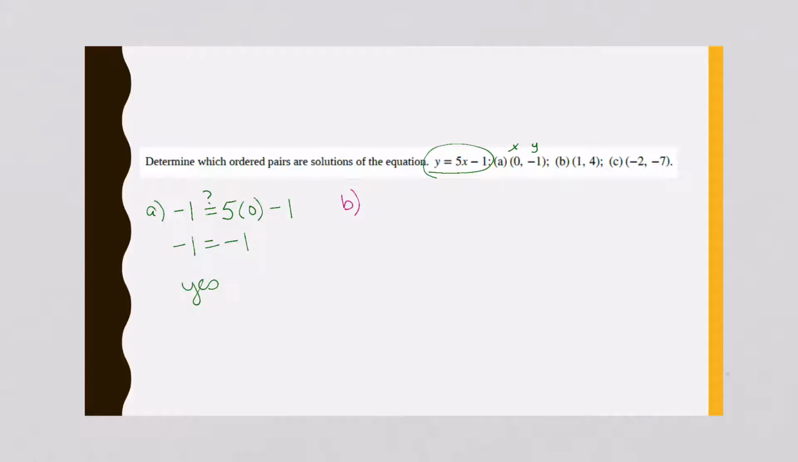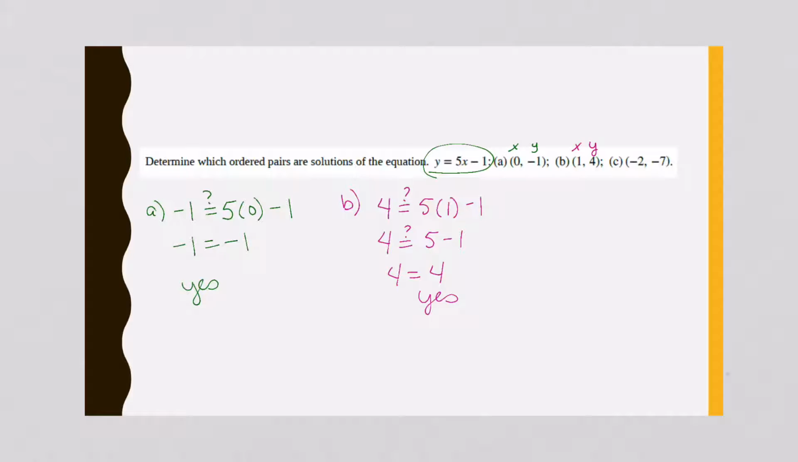On part B, I'm going to put 1 in for x and 4 in for y. So I've got 4 is equal to 5 times 1, actually I'm going to put a question mark there, 5 times 1 minus 1. So 4, is that equal to 5 minus 1? 4 is equal to 4, so I would say yes on that one as well.